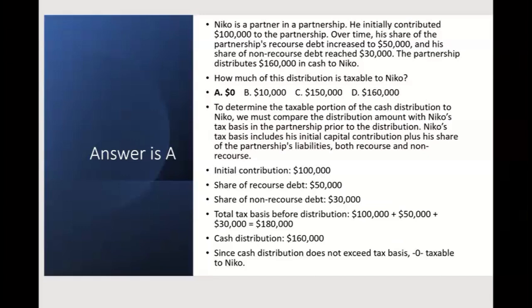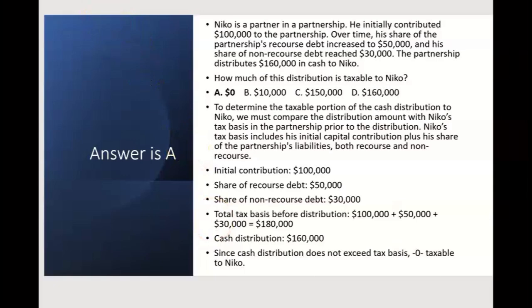So the cash distribution of $160,000 is not in excess of the $180,000 tax basis. So the answer is A, 0. The cash distribution is not in excess of the tax basis. Letter A is correct. So make a note, if the exam asks how much of a cash distribution is taxable, then you include the recourse debt and the non-recourse debt. But if the exam asks how much of a loss is deductible, then you only include the recourse debt, not the non-recourse debt.